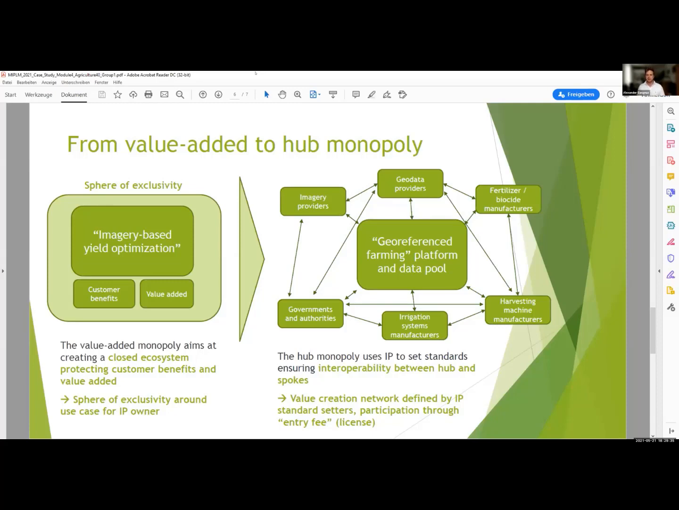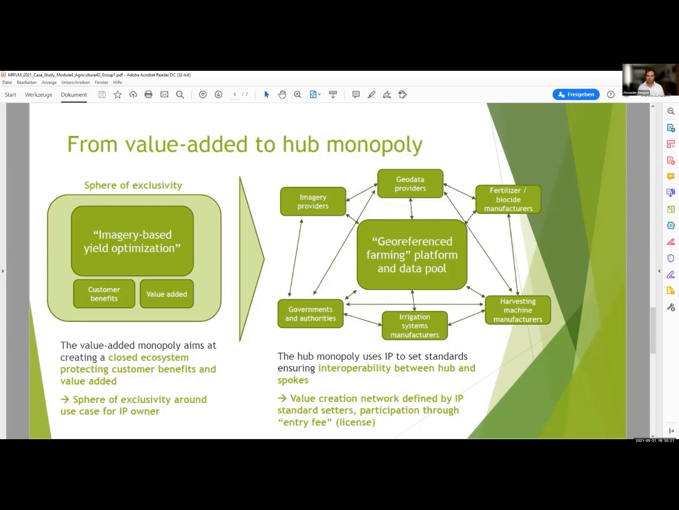In the georeferenced farming platform and also data pool, of course, this looks a little bit different because we have way more complementers that are actually contributing to that whole system. So we have, for example, geodata providers that can also provide data on topography to create no-go areas for our machine. We have the fertilizer and biocide manufacturers, the harvesting machine manufacturers who have to receive the data and act based on that. We have irrigation system manufacturers, maybe because we can set the irrigation based on the crop conditions.